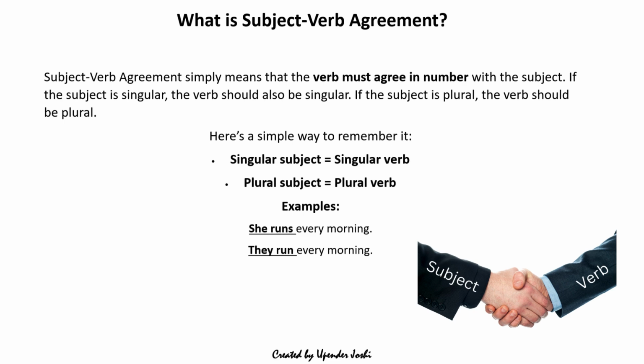Here's a simple way to remember it. Singular subject takes singular verb. Plural subject takes plural verb. Let's understand this rule with examples. She runs every morning. They run every morning. In the first sentence, the subject is she, and it is singular, and the verb is runs, it is also singular. In the second sentence, the subject is they. It is plural, and the verb is run, it is the plural form of the verb.